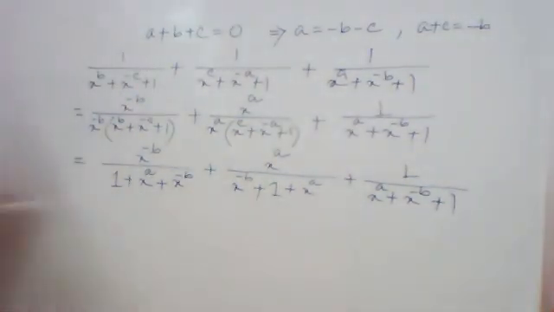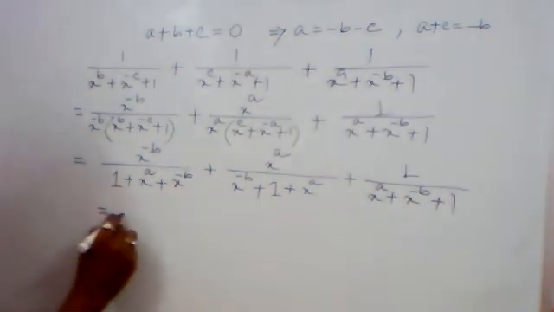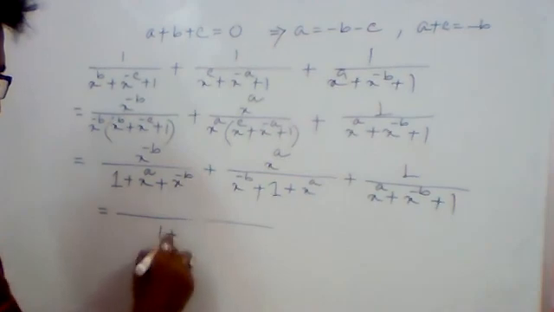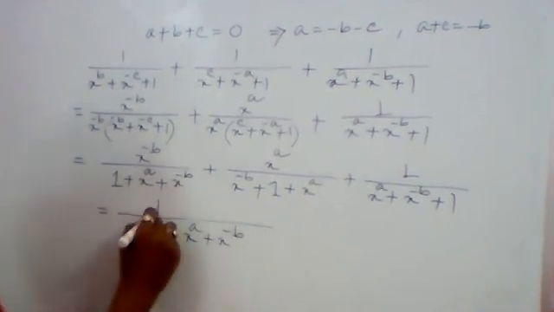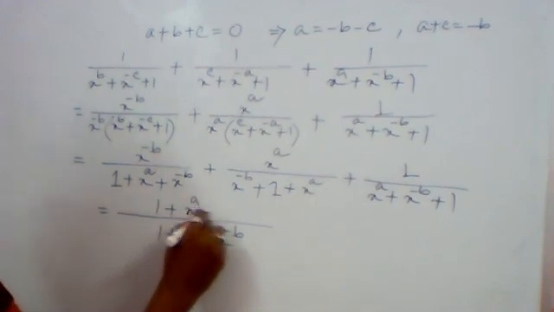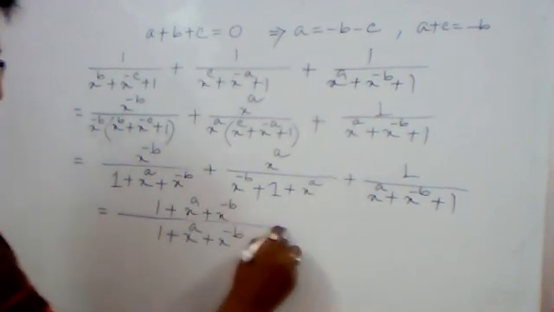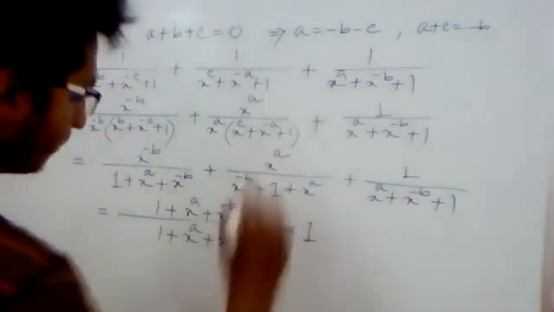Now observe, all the denominators are same, so we can get the LCM very easily. 1 plus x to the power a plus x to the power minus b, and here also the numerator is 1 plus x to the power a plus x to the power minus b. This is equal to 1.